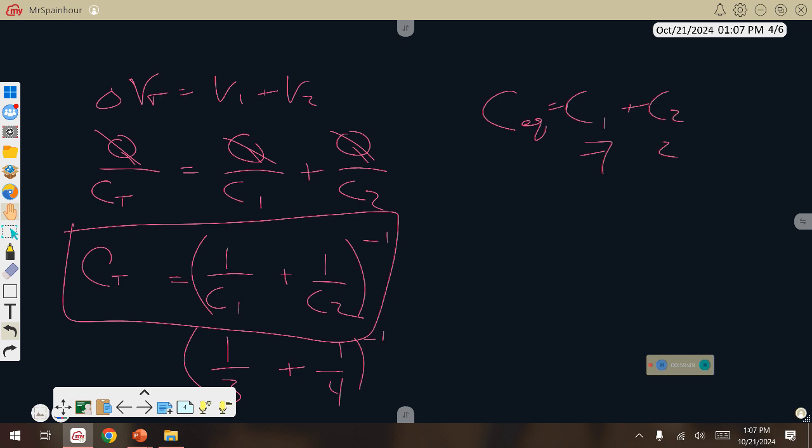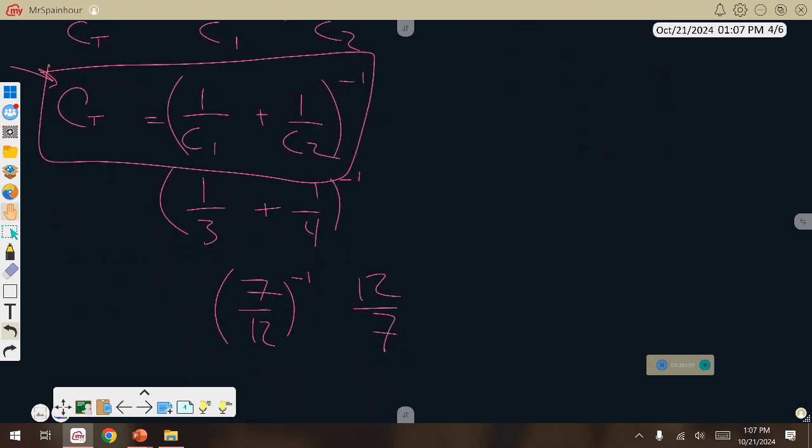But along those same lines, if you look at this, the actual opposite is true for series. The total will always be smaller than the smallest. So what was the smallest in my example I gave just a second ago? 3. 3 was the smallest capacitor, because the capacitor is not 1/4, the capacitor is 4. So the smallest was 3. Is 12/7 smaller than 3? Yes, it will always be that way.